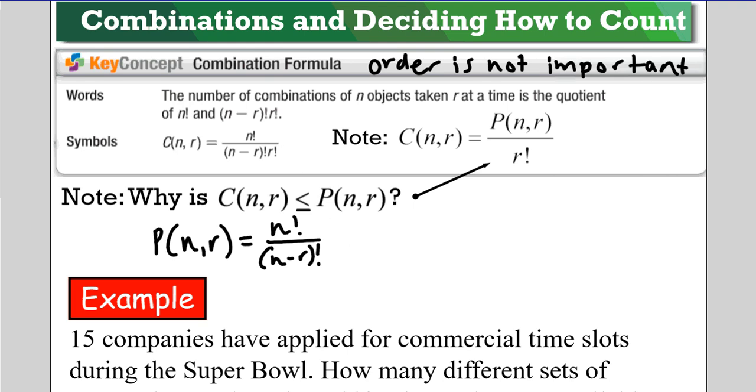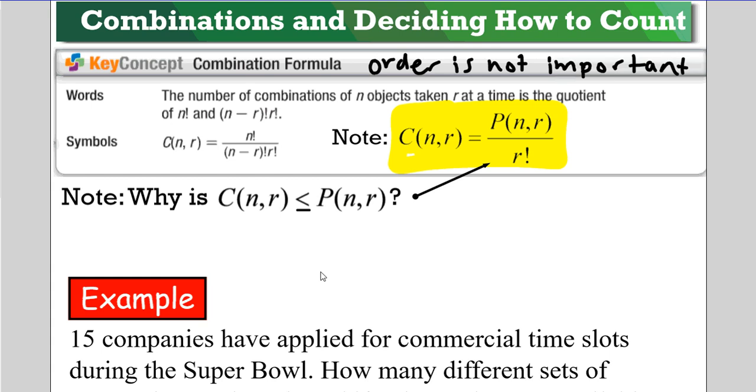You'll notice that's the exact same thing we have going on here. It's the exact same thing as this. The only difference is I need to divide by an r factorial, because order is no longer important. I've overcounted. So you can think of the combination formula as the permutation formula divided by r factorial, because you need to divide out the number of unique ways you could have rearranged those that were selected.